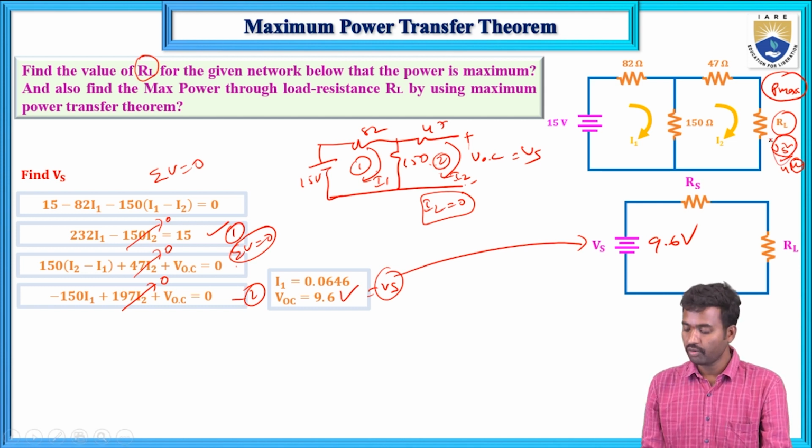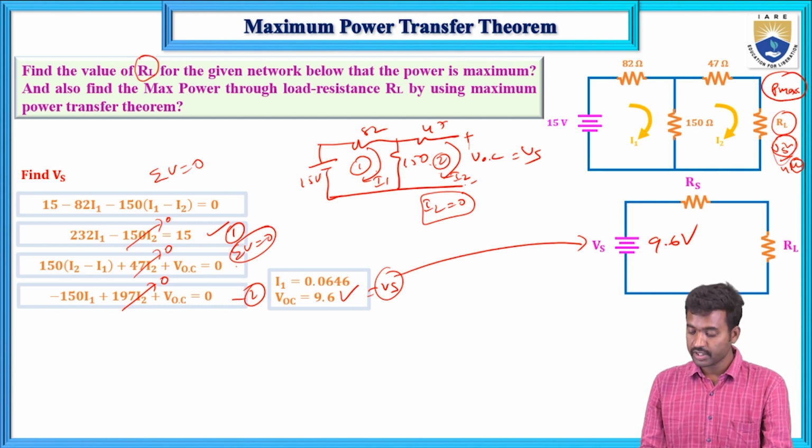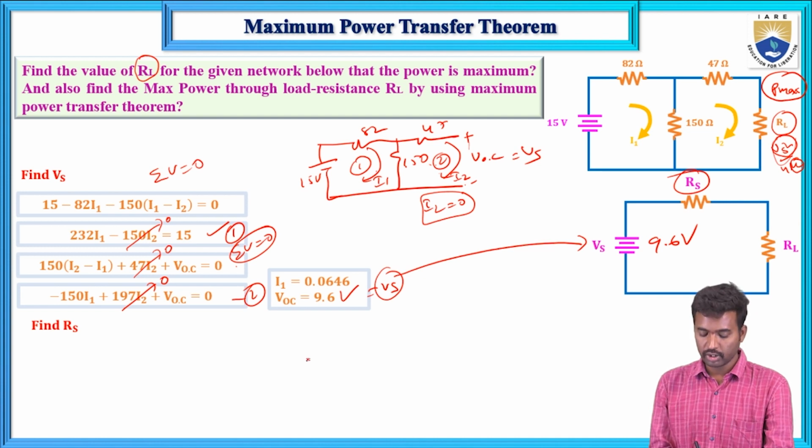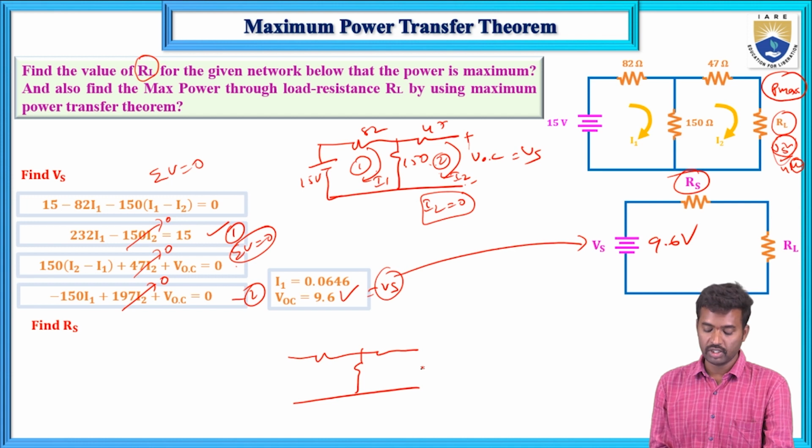What about the RL value, the RS value? First calculate the RS value. To find out the RS value, first remove the load resistance. What are the steps to calculate the Thevenin's equivalent resistance? Here this is the voltage source and this is the load resistance RL, with 82, 47 and 150 and 15 volts.